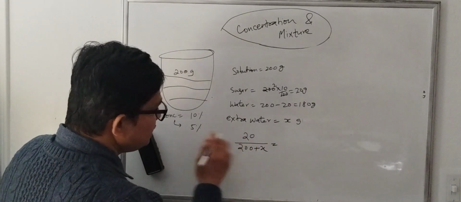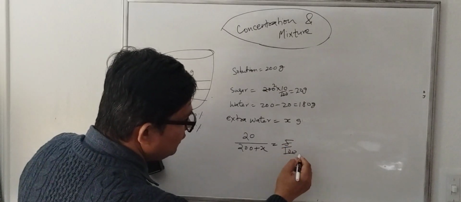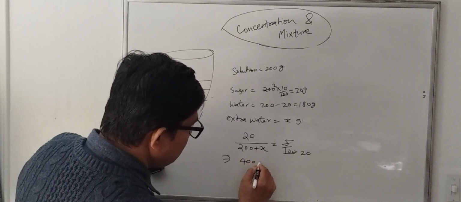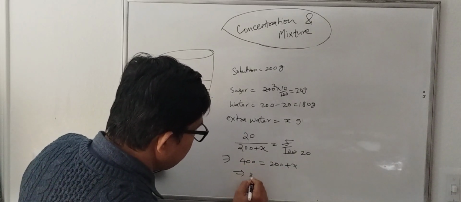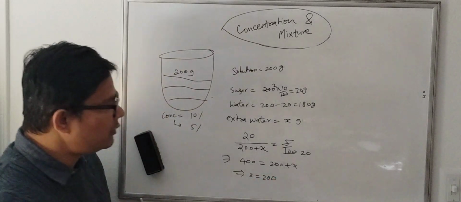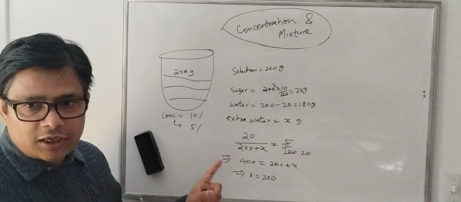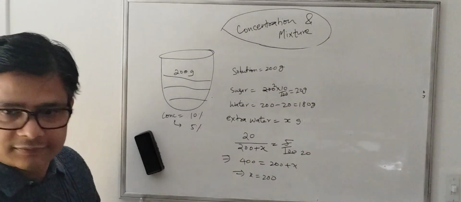So what is the new concentration? 5% means 5 divided by 100. Okay, this is 20. So now cross multiplication. So 400 is equal to 200 plus X. X will be 200. So we have to add extra 200 gram of water to this existing solution to make the concentration 5%. Now let's check this value if it works.